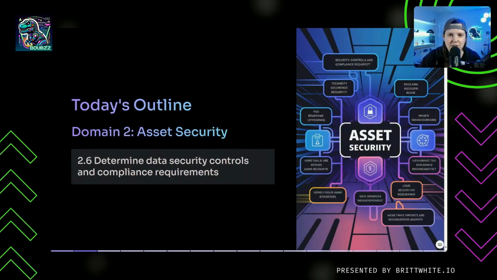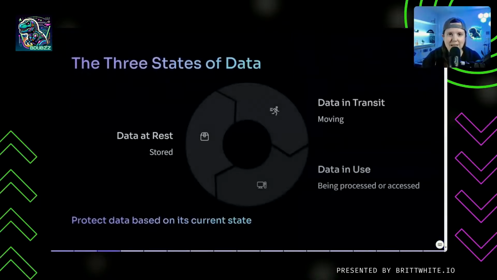Let's get to the foundation of everything, the three states of data. Think of data like water. It can exist in different states while remaining fundamentally the same substance. Just as water can be solid ice, flowing liquid, or vaporous steam, data exists in three key states: data at rest, data in transit, and data in use.